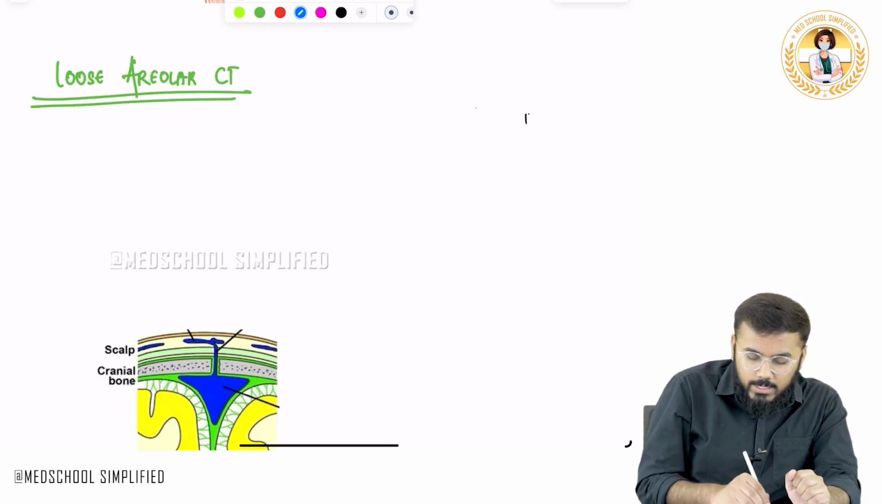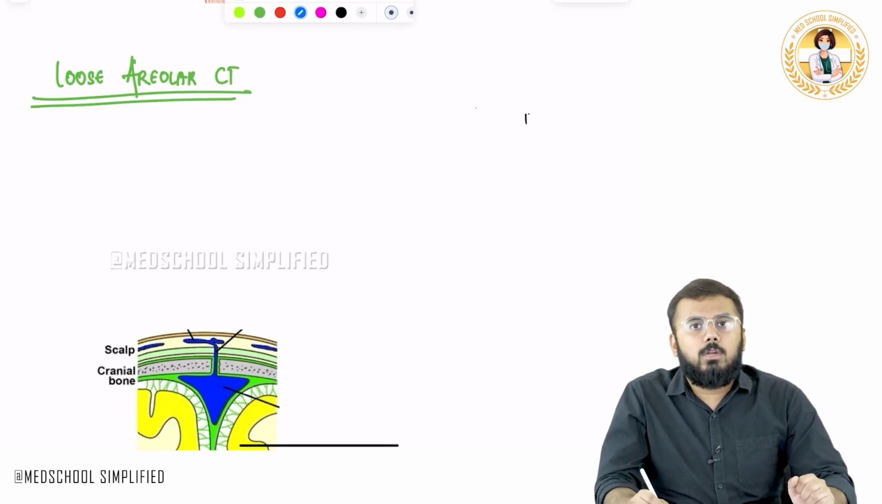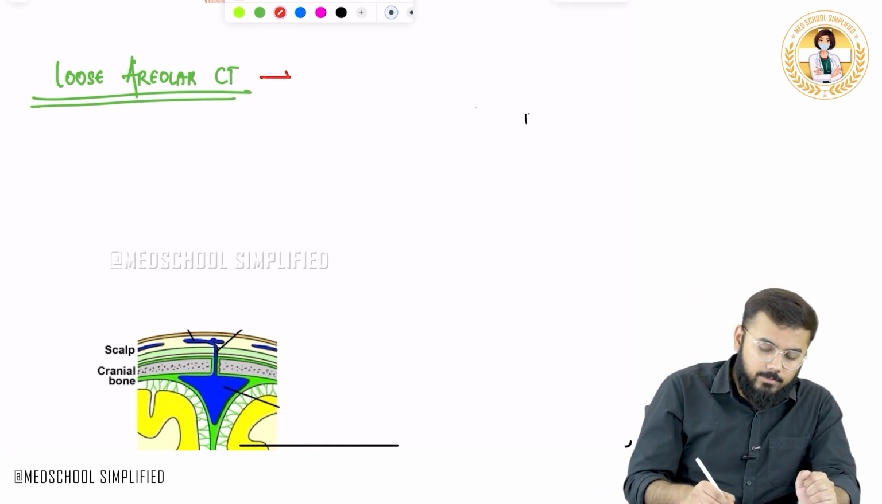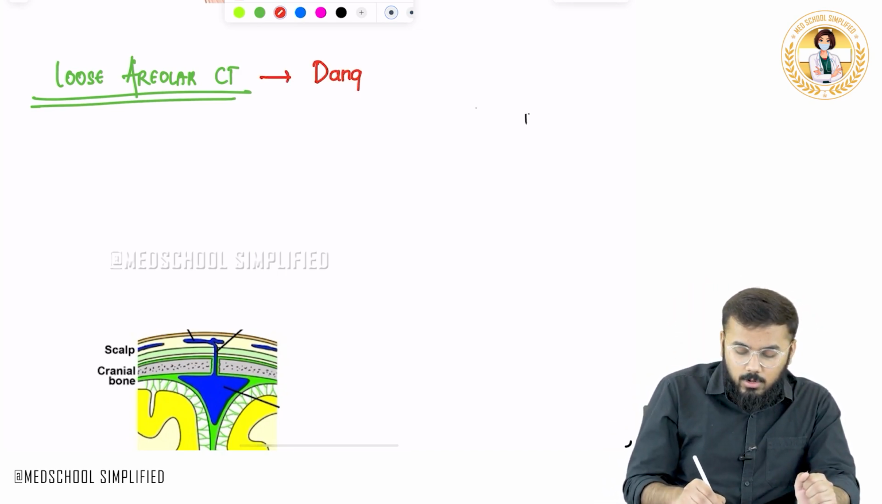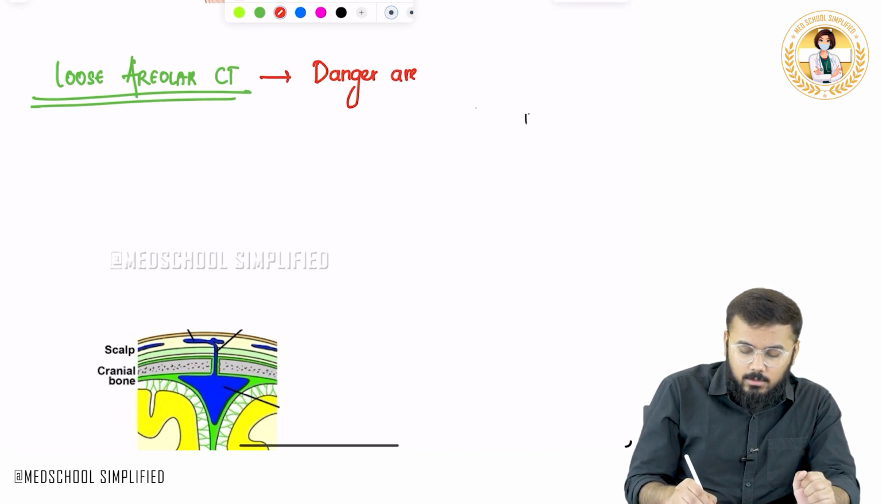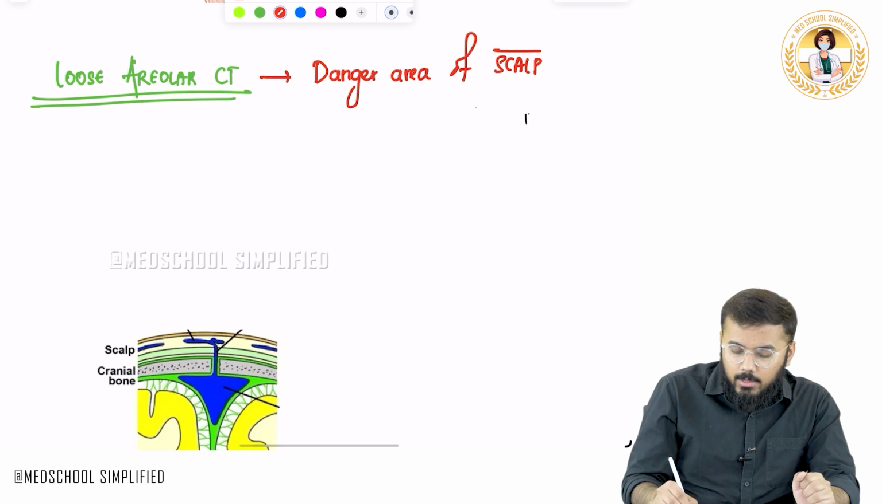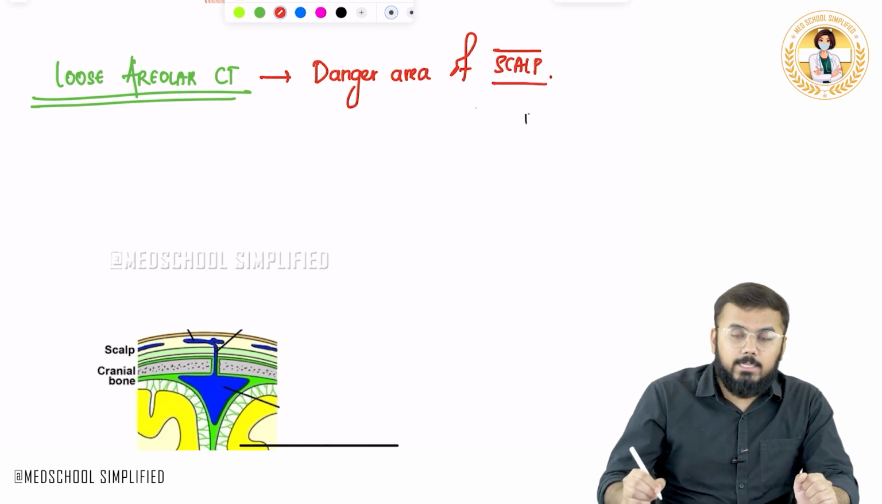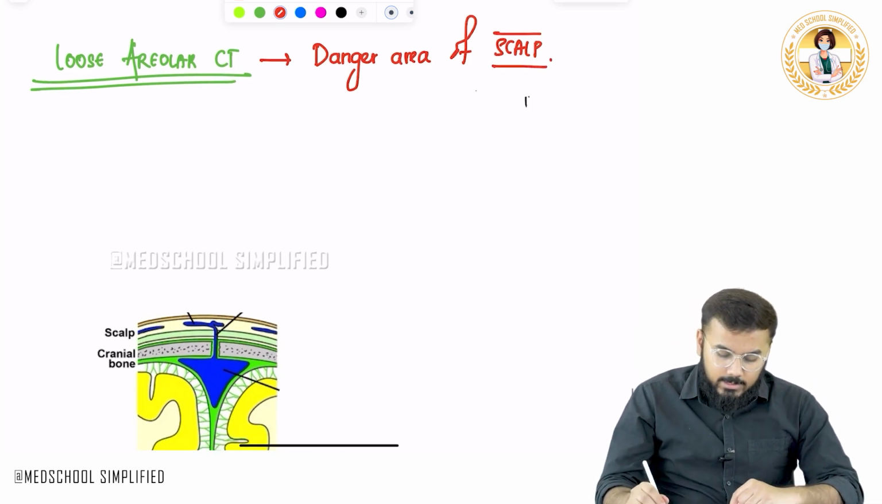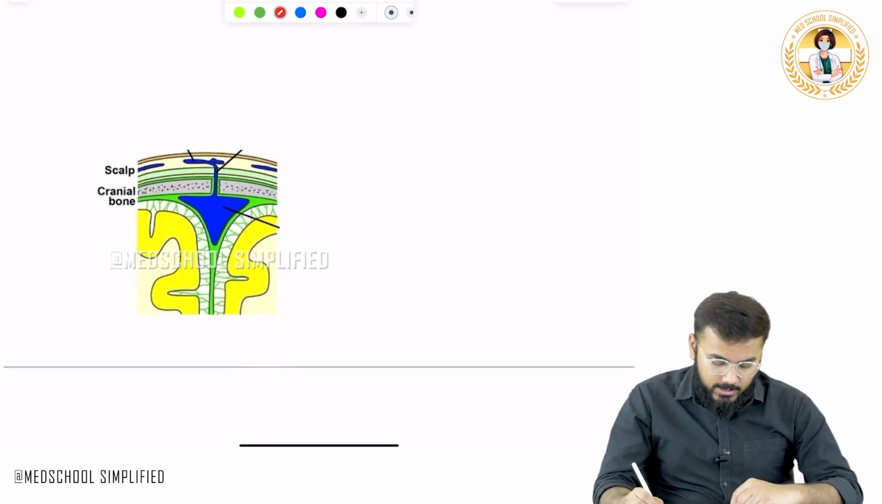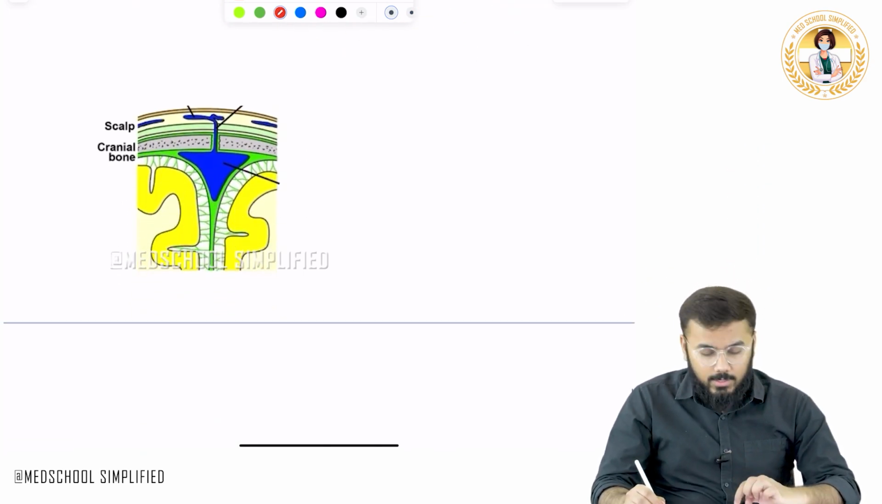So this loose areolar connective tissue is also called the danger area of the scalp. Why is this area called the danger area of the scalp? The reason is that within this area, for example, just look at this picture over here, you will understand.